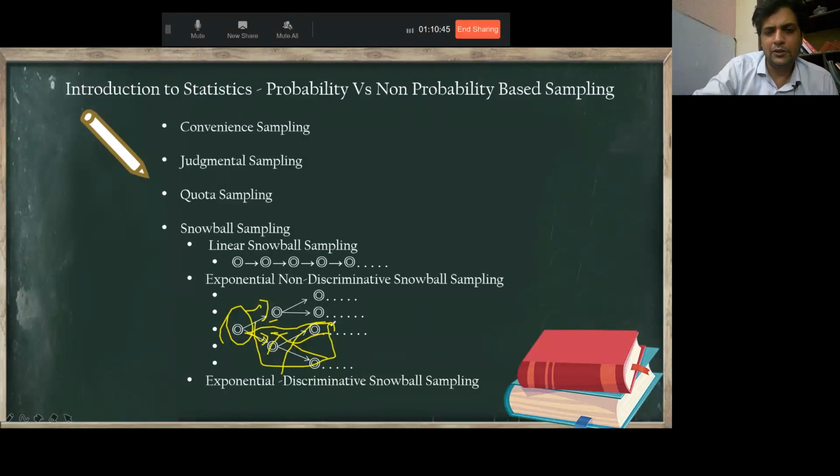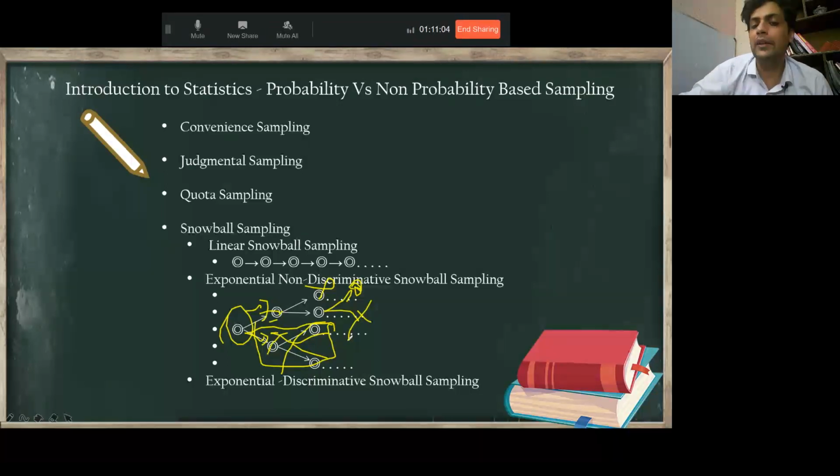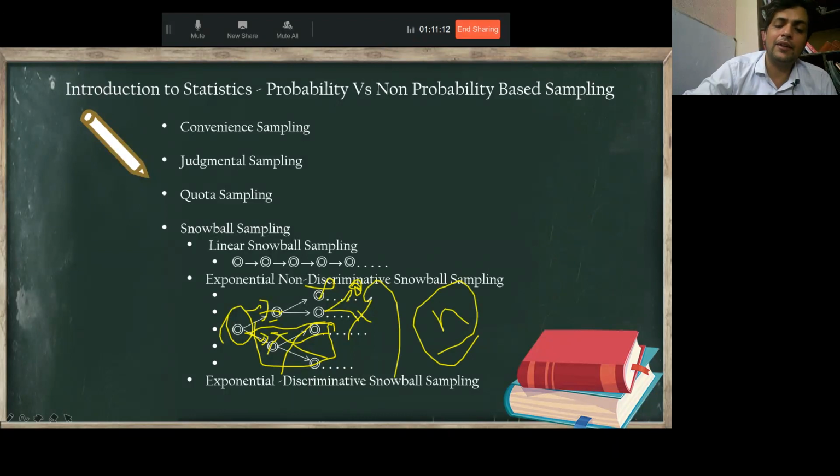So I just go and ask him, and he tells me two. So I say, okay, I don't go to this one, I go to this one. And he tells me two. So I go to this one, I don't go to this one. So I don't follow the outcome reference. That's a discriminative snowball. Do you understand? So that's how I collect my N. But again, in this discriminative one, I discriminate.